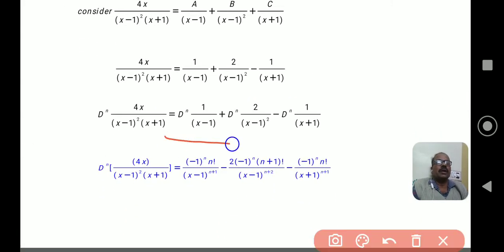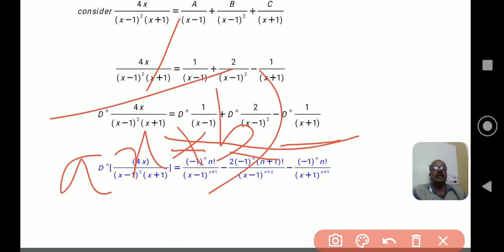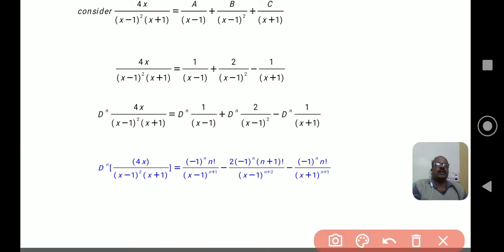After substituting, there are 3 individual linear terms: 1 over x minus 1, 2 divided by x minus 1 whole square, and 1 divided by x plus 1. It is understood that this is of the form 1 over ax plus b, for which you have the nth derivative result. We can apply this formula: minus 1 to the power of n factorial, a to the power of n, divided by ax plus b whole to the power of n plus 1. This is the result. I am writing it here very clearly.